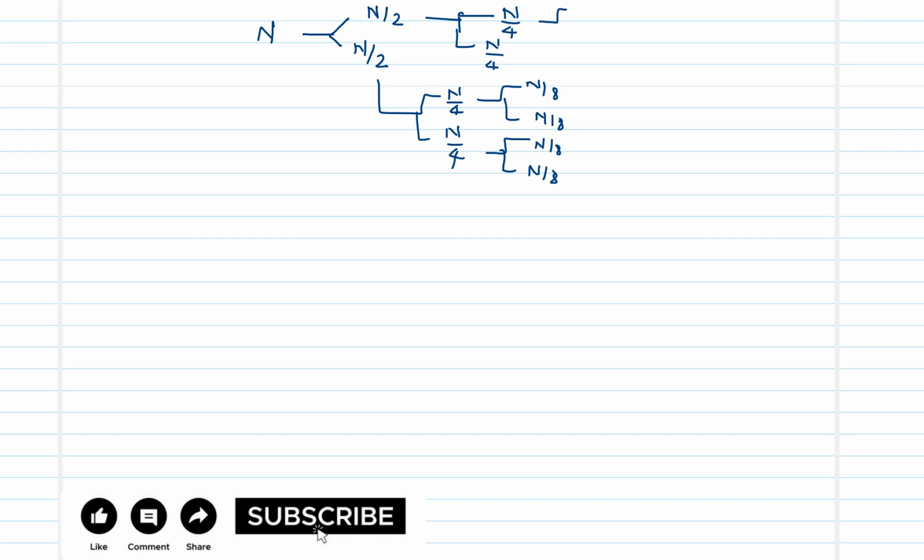I'll just write it down. N by 8, n by 8. Okay, so now you can see this process will continue till we reach arrays of size 1 or 2, and this process will go on. So if I have to find its complexity, how could I find it? Our first aim is to find its recurrence relation.